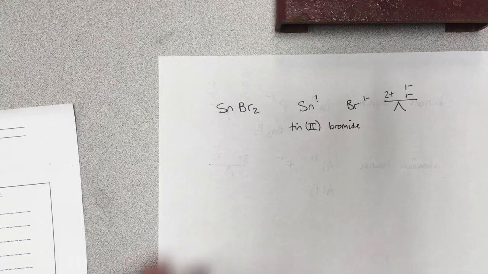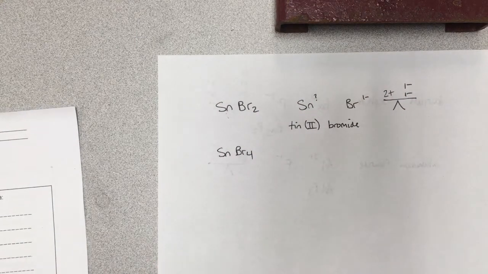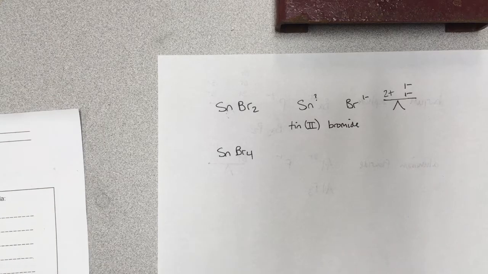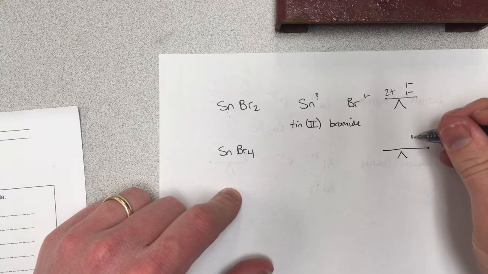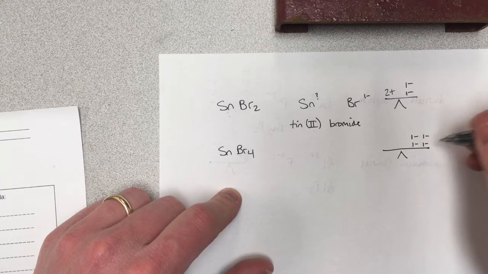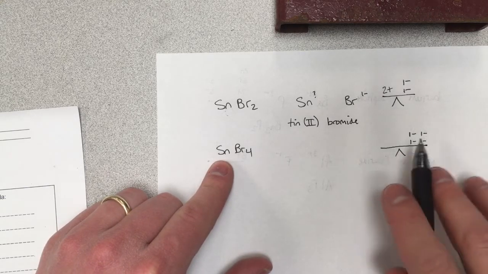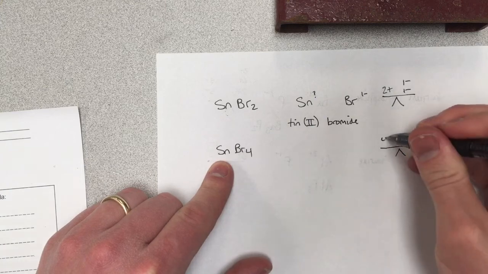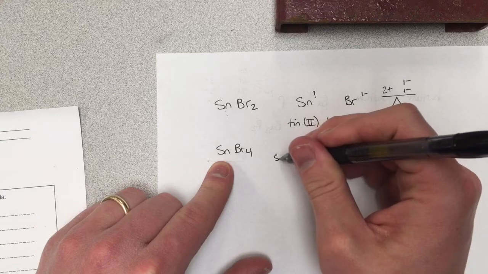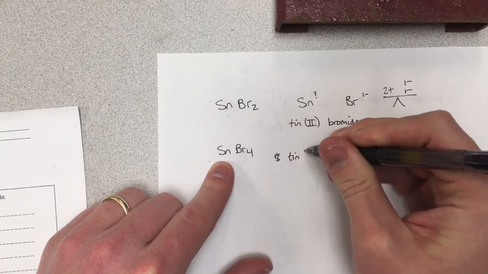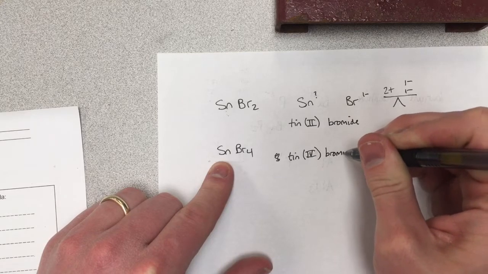Okay. Conversely, what if I had SnBr4? This is another tin compound, but if we look, it's balancing a little bit differently. So this is balancing with 4 bromine. This must be a different form of tin. If it's balancing with a -4 charge and there's still only 1 tin, that must mean it's balancing with a +4. This is going to be tin 4 bromide.